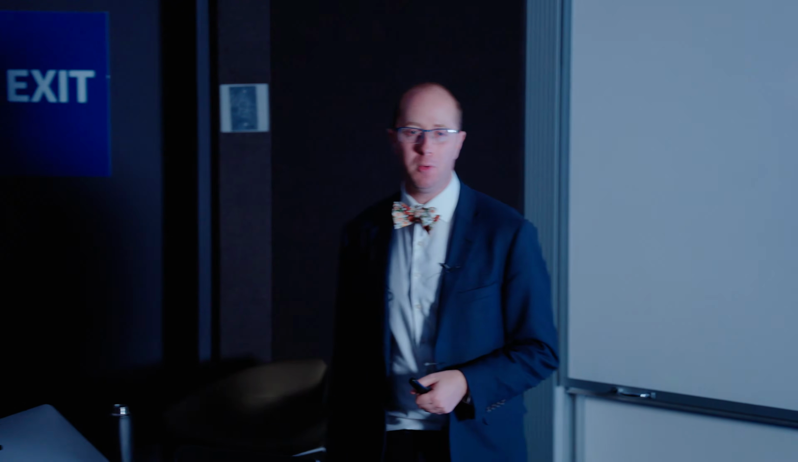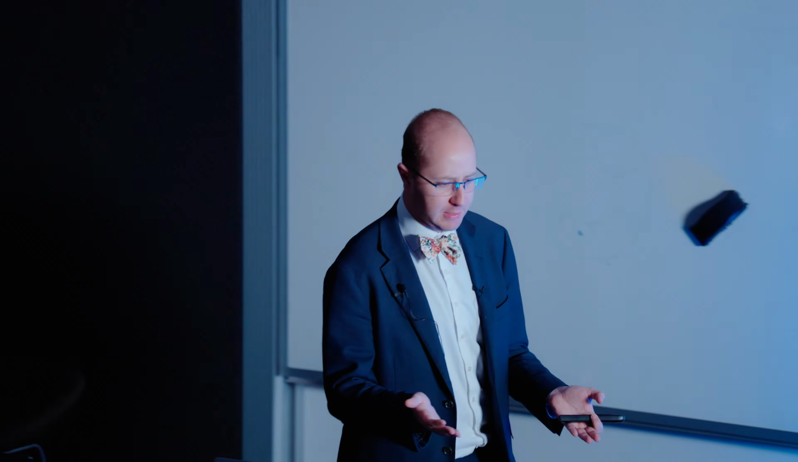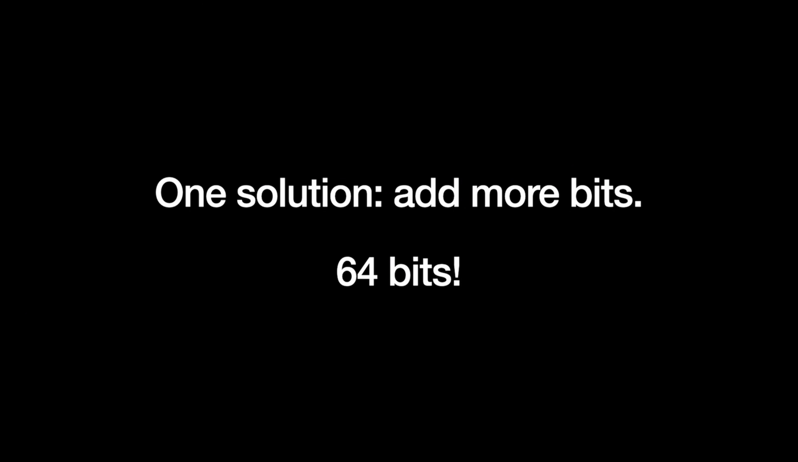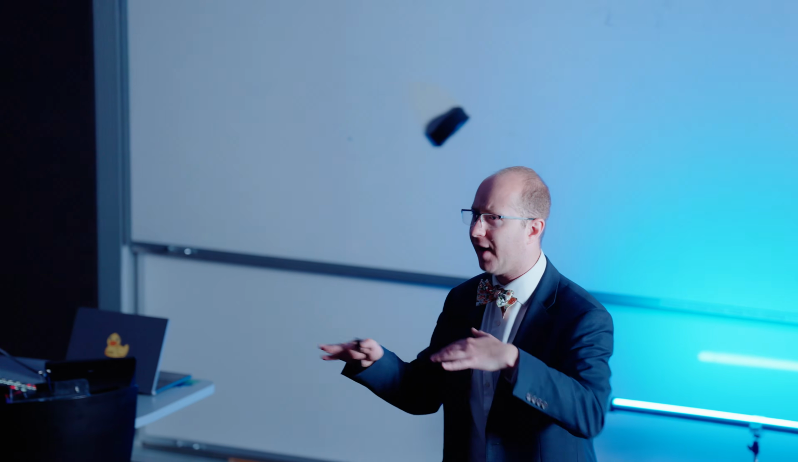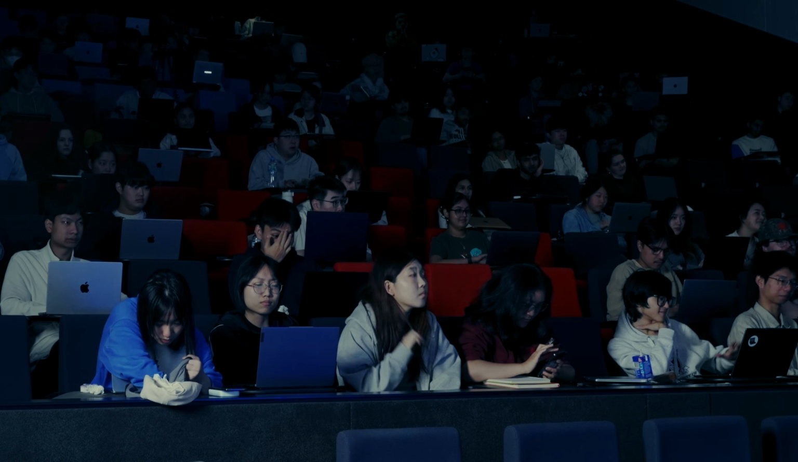So one solution could be, well, just add more switches, add more bits. Well, what that means is redesigning a new computer chip that has 64 wires coming in instead of 32. Why 64? Well, that's doubling, and we like doubling in computer science because powers of 2 are very easy to work with from the perspective of actually doing the design of the chips. So let's add 64 bits. What's 2 to the 64? 1.8 times 10 to the 19.